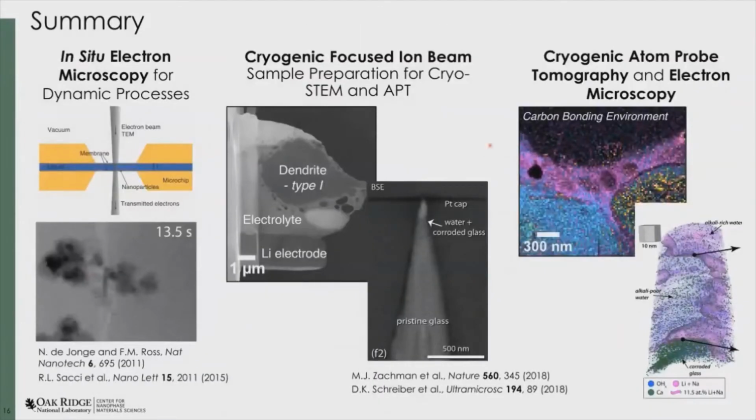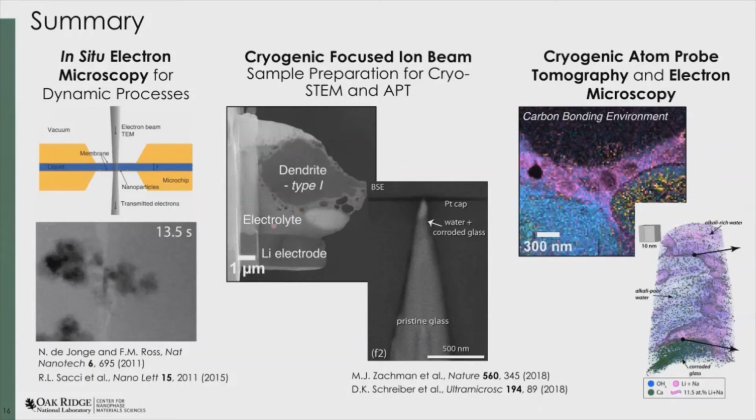Okay, so with that I just want to briefly wrap up. We looked at the beginning that you can image dynamic processes with in situ electron microscopy, which is really useful for watching things happen in real time. But the resolution and the size of the sample is limited, so a complementary technique is cryo, where you can look at small features within large samples, and you can do so at high resolution.